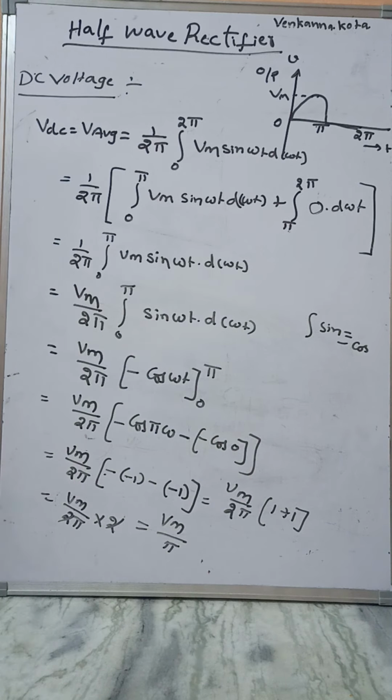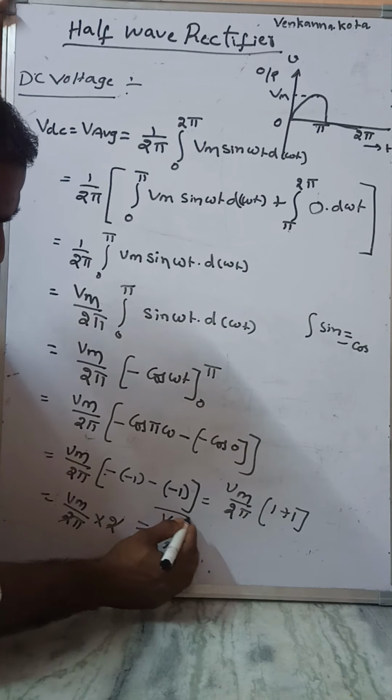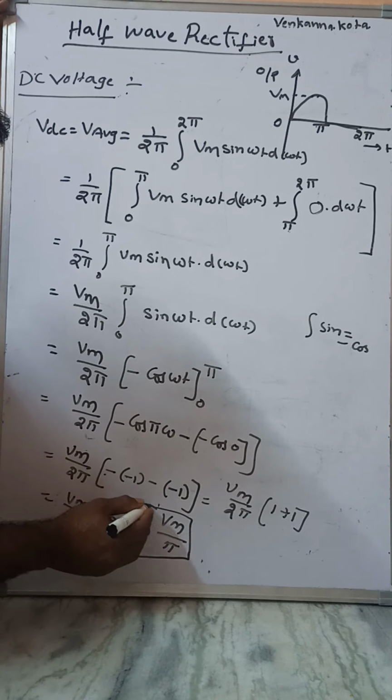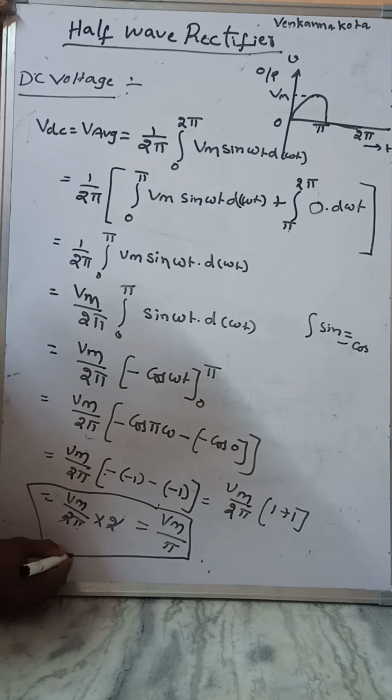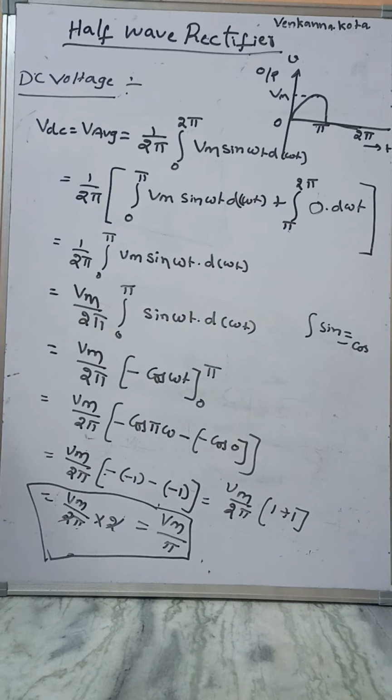So here the average voltage, or this is the output average voltage or DC voltage of a rectifier, is Vm by pi.